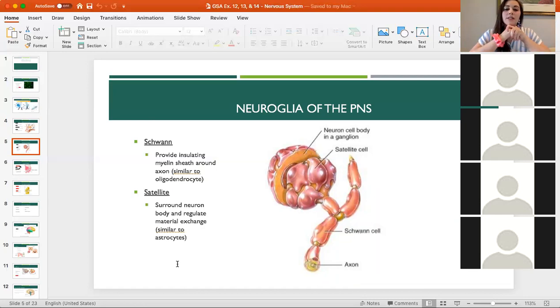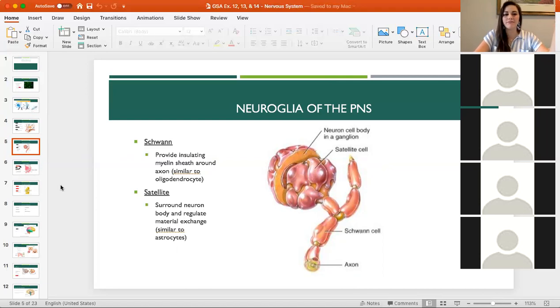So our Schwann cells, those are going to be similar to our oligodendrocytes. So in our peripheral nervous system, they're going to be insulating that axon. They're going to be making up the myelin sheath. Okay. And then our satellite cells, those are going to be kind of like our astrocytes. So they're going to be around the body of the neuron, kind of regulating what can come in and out. Okay.